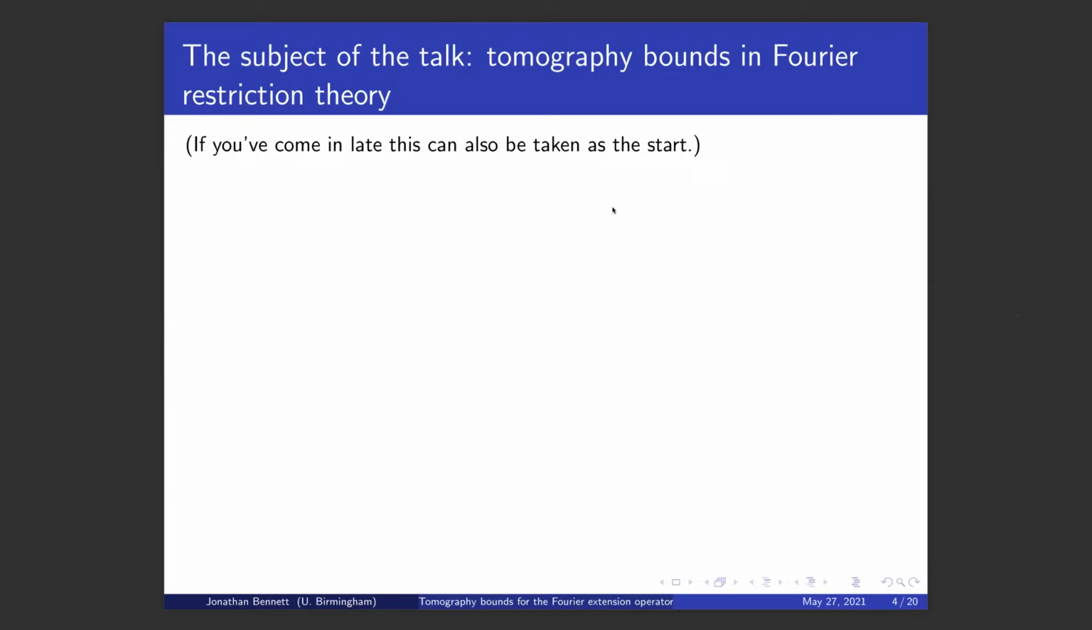So what I really want to talk about is motivated by that work of Planchon and Vega, ultimately. And it's really to explore how this idea of studying slices can be used in the context of Fourier restriction theory, and in particular, understanding better the so-called Fourier extension operator. So you don't have to have understood, or been convinced, rather, by my first two slides to move on from here.